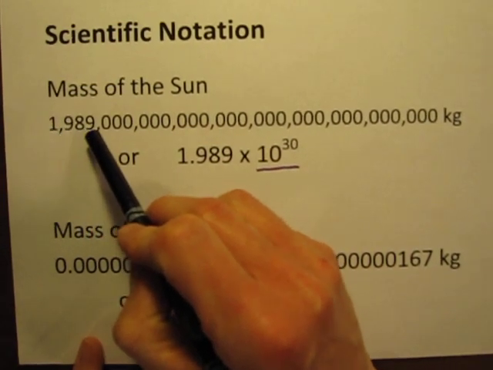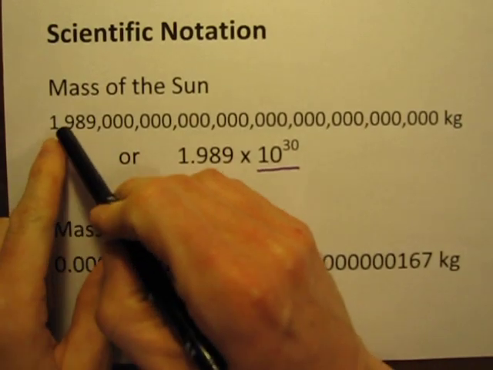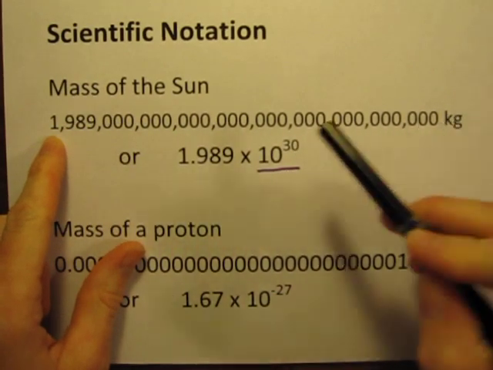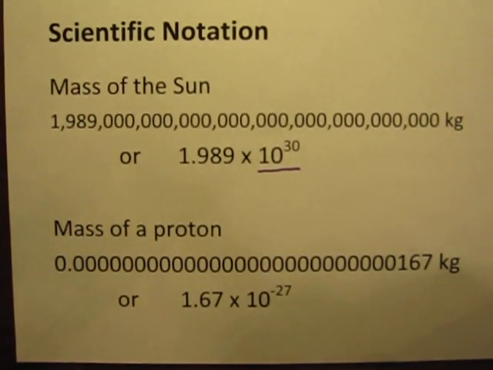1989 with a whole bunch of zeros that go after it. If you had to write that number, if you were writing a paper about the mass of the sun, or you had to do calculations on it, and every time you had to write that out, or you had to enter this into your calculator, that would be a major pain. You'd get sick of that really fast.